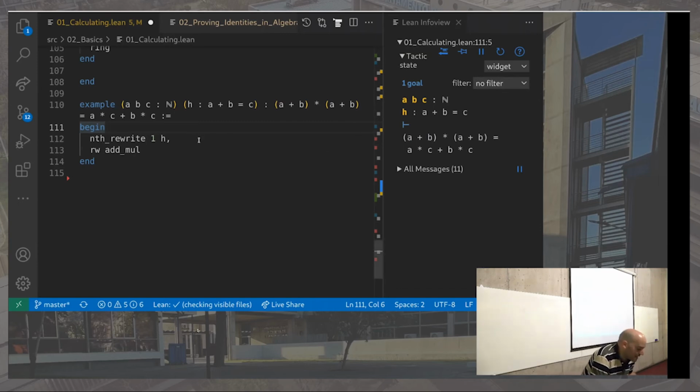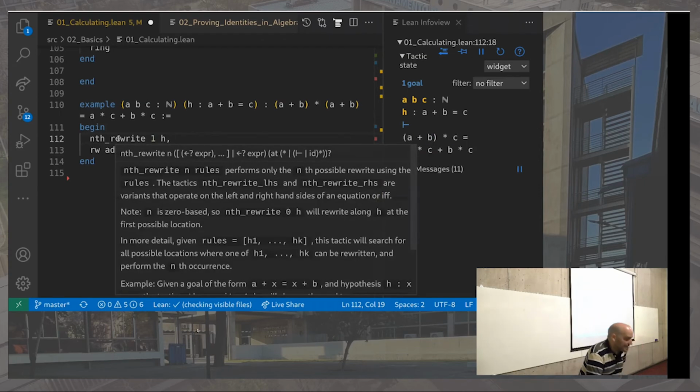And so we say nth_rewrite 1, that one is at the second place because we are computer scientists. So there is also nth_rewrite 0. And you see that it just rewrote H only in the second appearance. In any case, all these little keywords that I'm using are called tactics, and you can just hover over them with the mouse, and Lean will show you a short explanation. So, for example, nth_rewrite n rules performs only the nth possible rewrite using the rules.